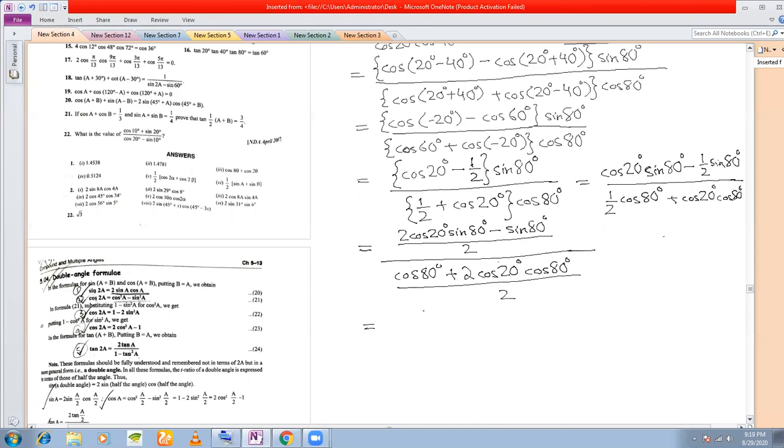And now this 2 and this 2 cancel. So we simply get 2 cos 20 degree sin 80 degree minus sin 80 divided by cos 80 degree plus 2 cos 20 cos 80.